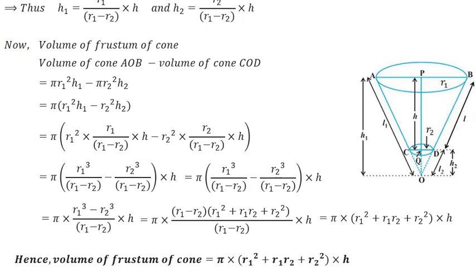So hence finally I will say that volume of frustum of cone is pi into, in bracket we have R1 square plus R1 R2 plus R2 square into H, or I can say that pi into R1 square plus R2 square plus R1 R2 into H. So this is how we derive formula for curved surface area, total surface area and volume of frustum of cone.